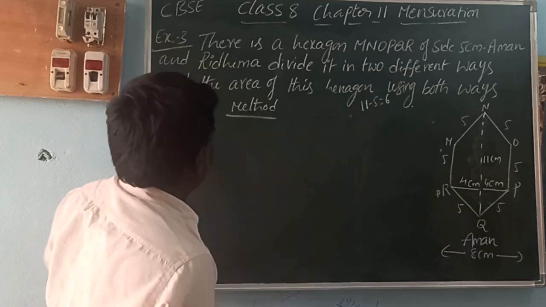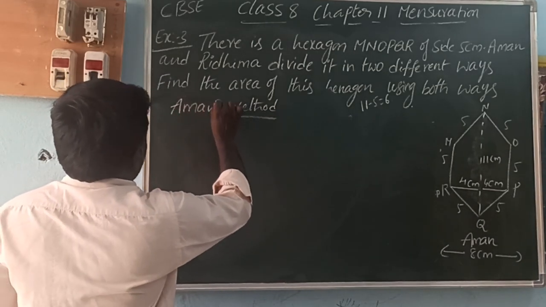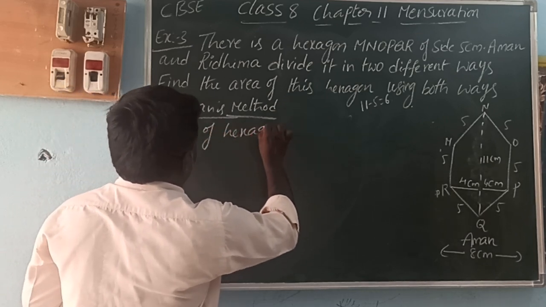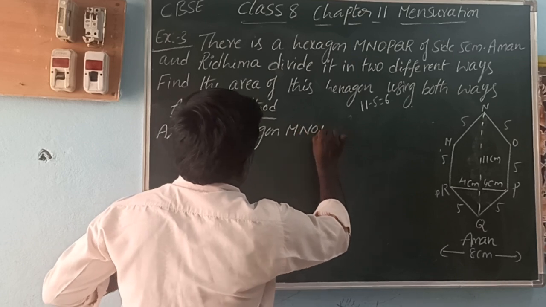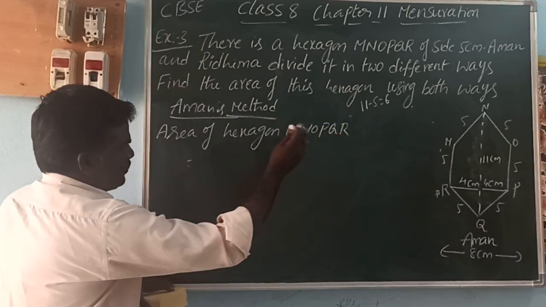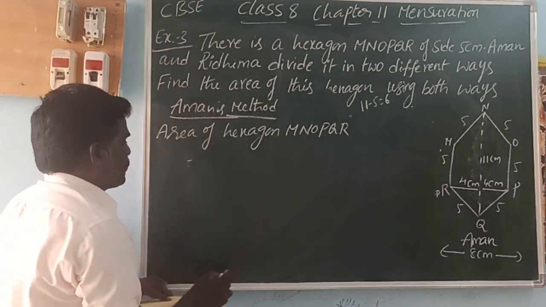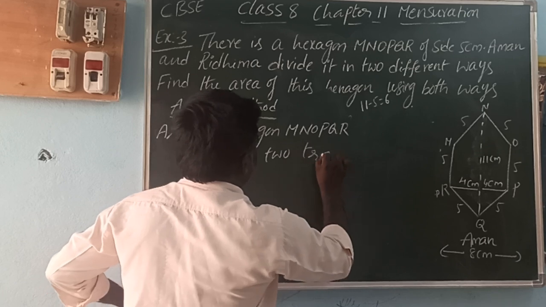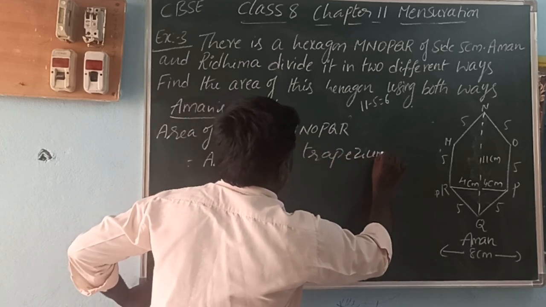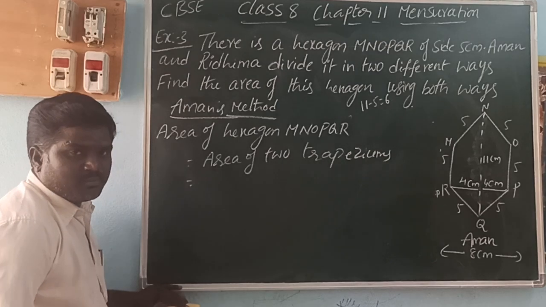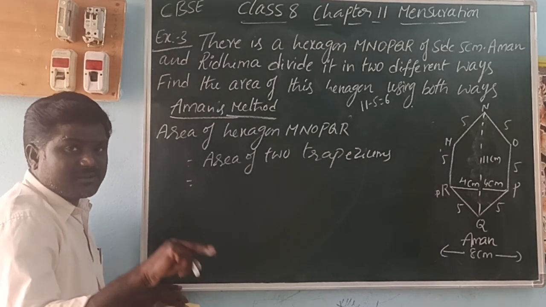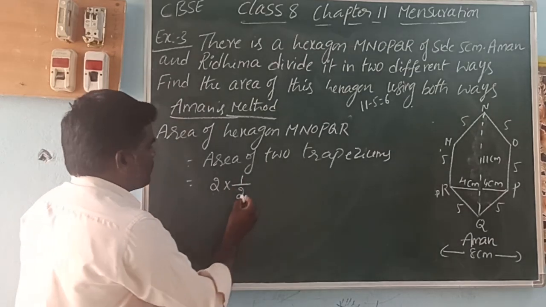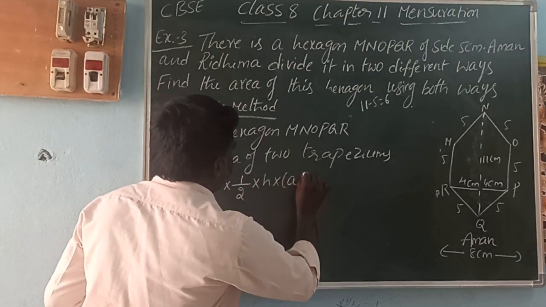So Aman's method: the area of hexagon MNOPQR is equal to the area of two trapeziums. The area of a trapezium is half into h into a plus b. So for 2 trapeziums, you can write 2 into 1 by 2 into h into a plus b.